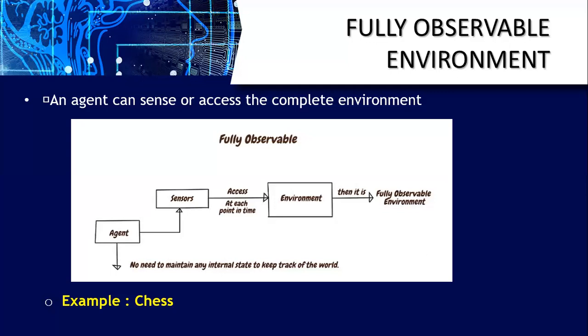First is fully observable. If the agent can see the entire environment in which it is going to work, it will be considered as fully observable. For example, if you take a chess game, the agent can visualize the entire chessboard. It can see its own coins, and at the same time it can see the opposite person's coins also. So this will be considered as a perfect example for a fully observable environment.